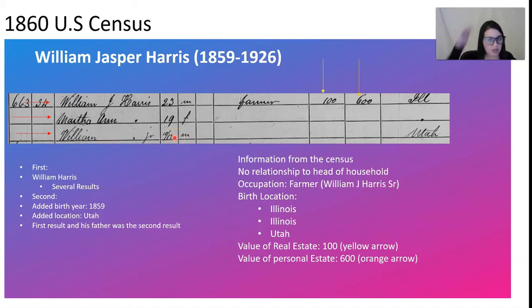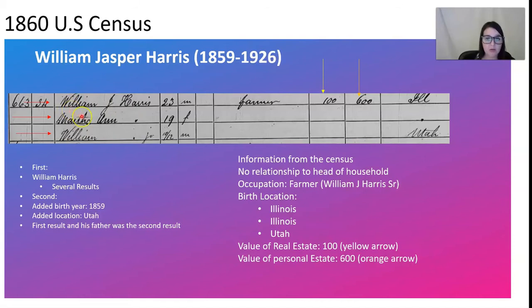So what I first did was I typed in William Harris. Several results. Very popular name. After that, I added 1859, his birth year, thinking, hey, that should be easy. There was nothing in 1859, then I added Utah. In the first result, there was him, and then his father was the second result. As you can see, I have William, Martha, and William. So I know this is the correct family.